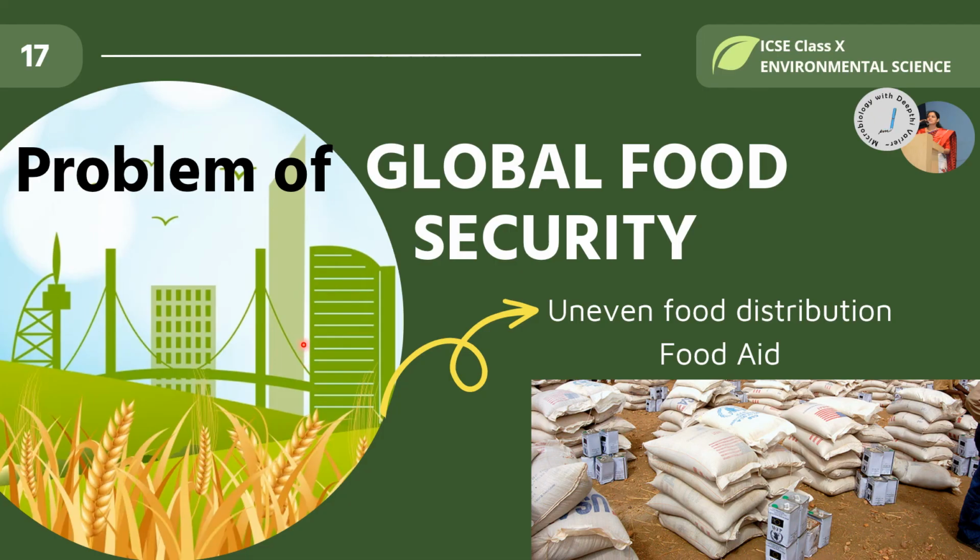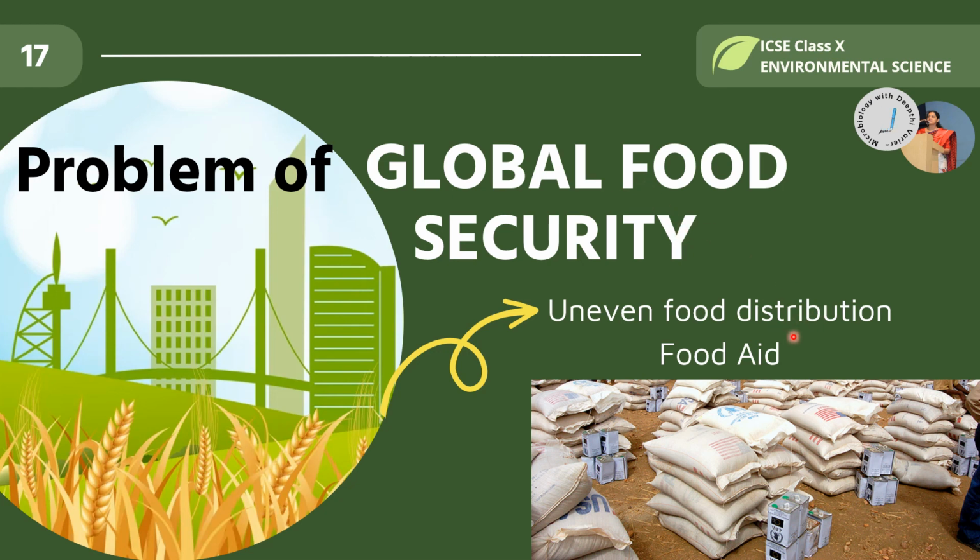Now, when we say global food security, it means everyone across the world is getting food in ample quantities. That is the meaning of food security. But then there is an imbalance. There is food insecurity across the world, and that is mainly because of the very high population. Everybody is not getting food. In some places the population is very high, in other places it is very low. So there is an imbalance in the population distribution.